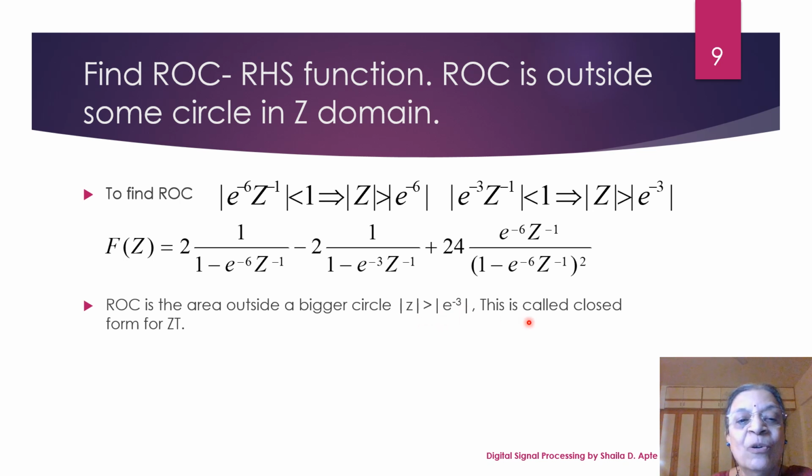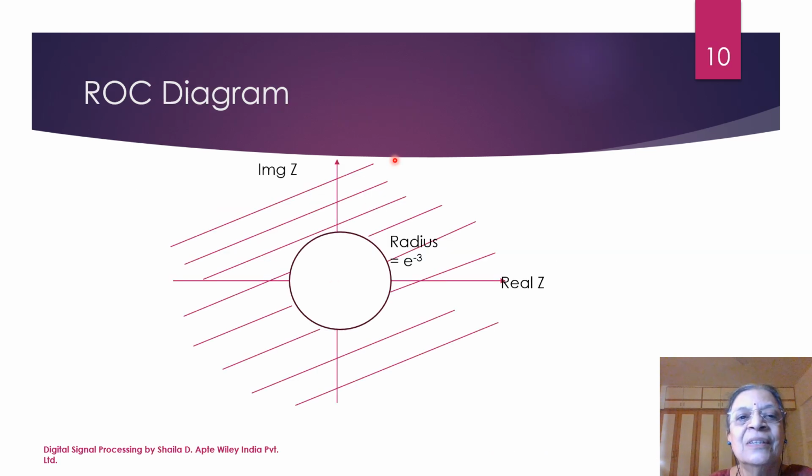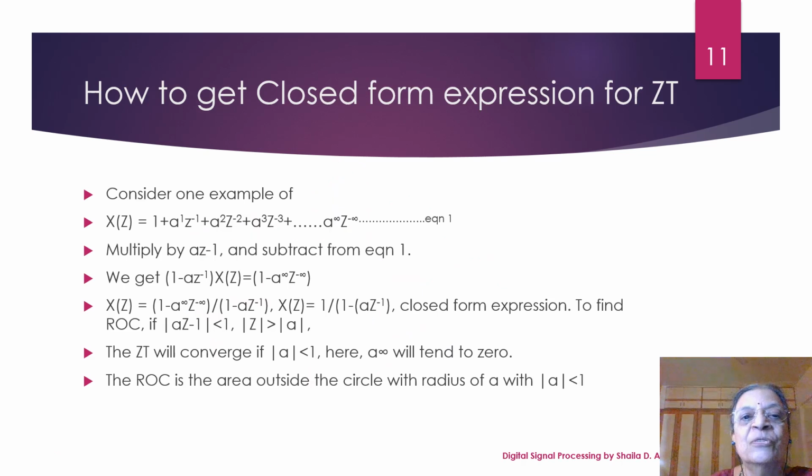mod z greater than e raised to minus 3, this will be called the ROC of the corresponding z transform, and this form that we have written down is what is called the closed form of the z transform. This is the ROC that we have specified. This is the real part of Z, this is the imaginary part of Z, and we draw a circle in the Z domain with radius equal to e raised to minus 3, and we show the area outside this circle as the area of convergence or region of convergence. So this is a diagram representing the ROC for the corresponding Z transform.